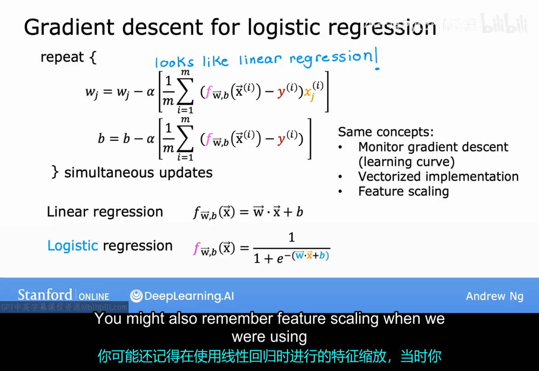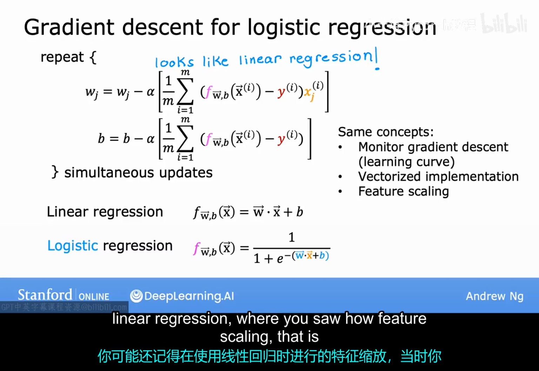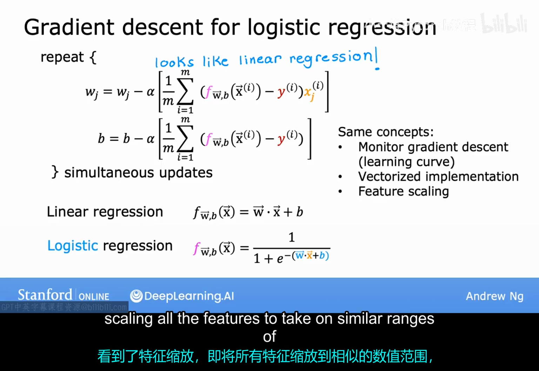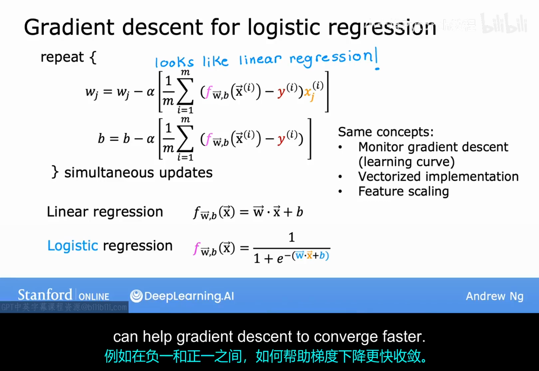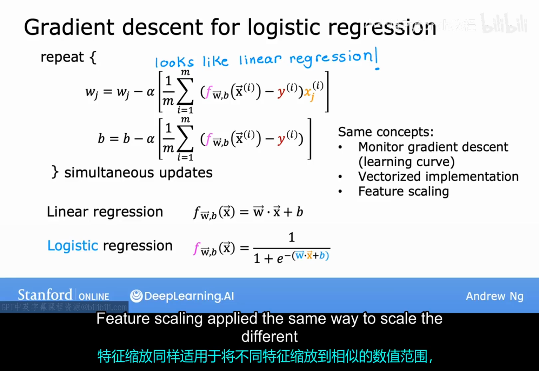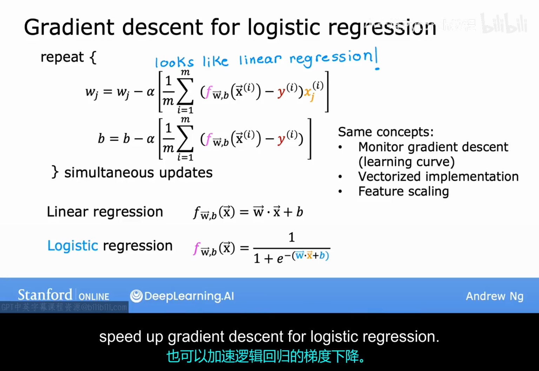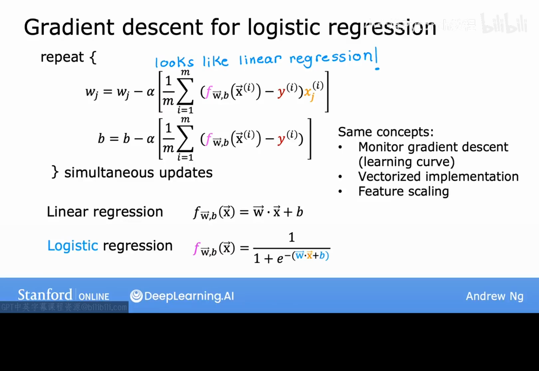You might also remember feature scaling when we were using linear regression, where you saw how feature scaling, that is scaling all the features to take on similar ranges of values, say between -1 and +1, can help gradient descent to converge faster. Feature scaling applied the same way to scale the different features to take on similar ranges of values can also speed up gradient descent for logistic regression.